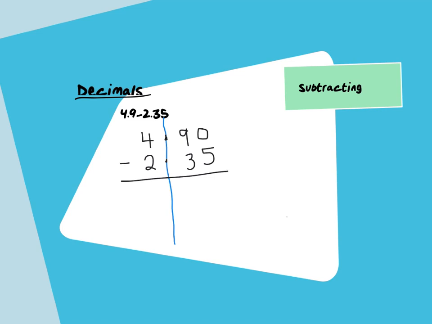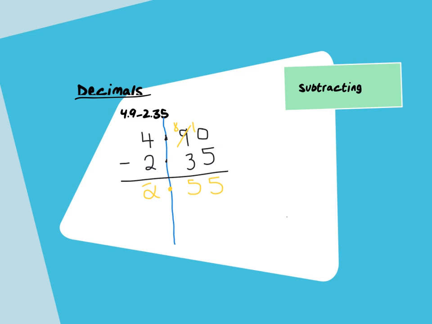So 0 take away 5, you can't do it. So you need to borrow 1. Okay, so what's 10 take away 5? It's 5. 8 take away 3 is 5. Our decimal goes along that line. 4 take away 2 is 2. So our answer is 2.55.